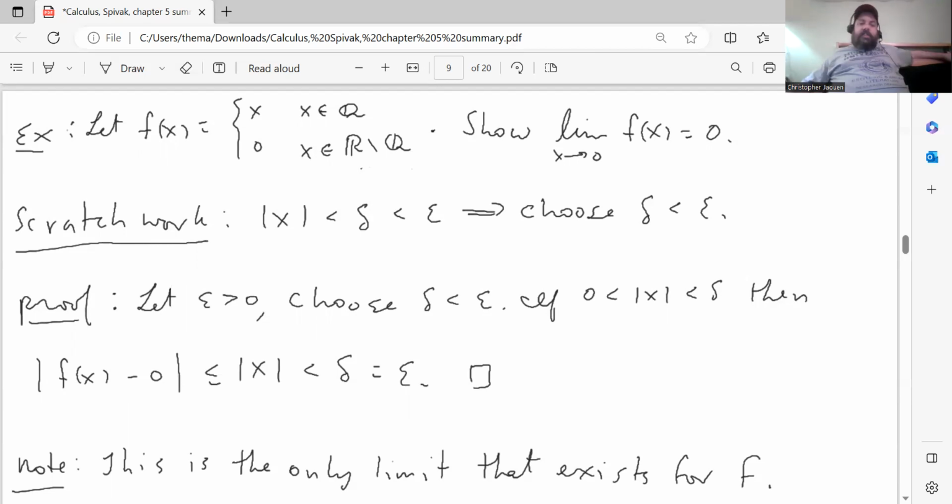Okay, so f of x is the function. We're defining it piecewise. It's equal to x if x is rational, and it's equal to 0 if x is irrational. And we want to show that the limit as x goes to 0 of f of x is 0. So here's my scratch work.